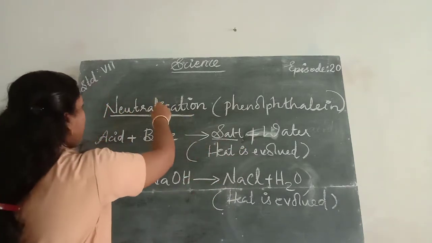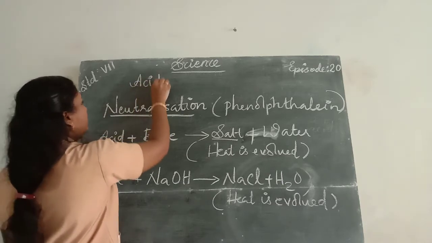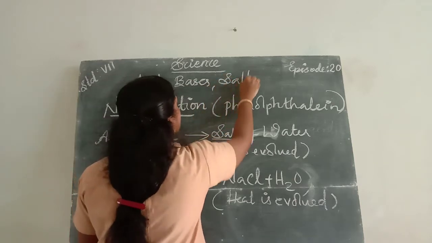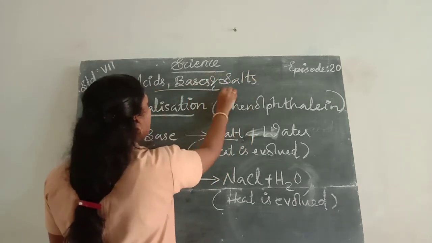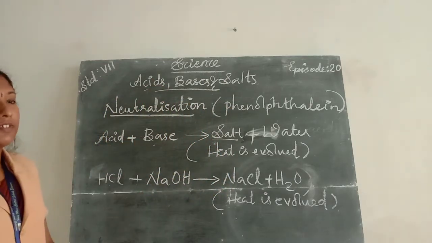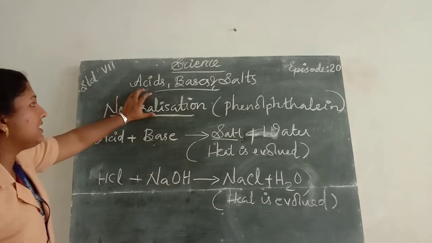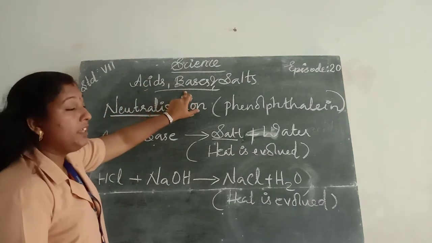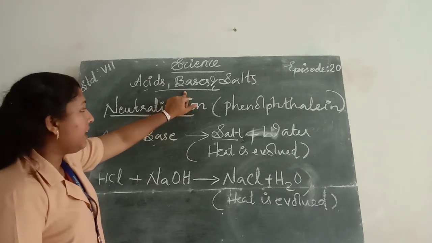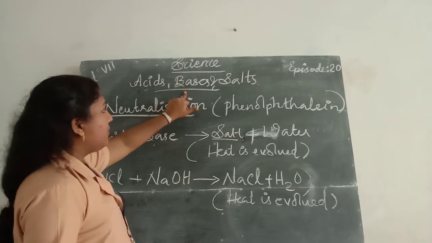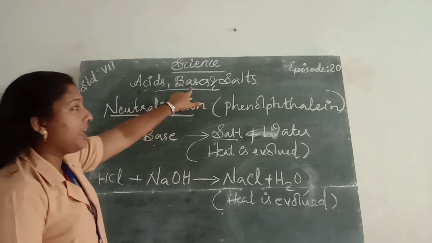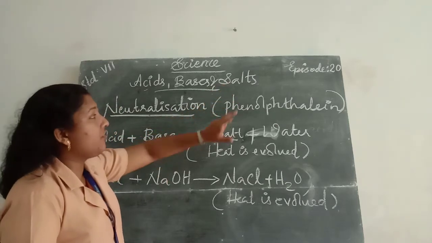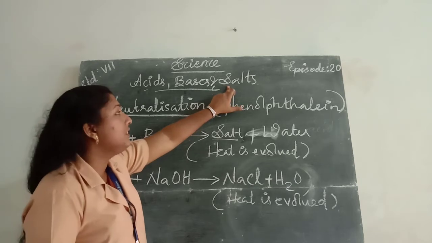Okay, what is the name of our chapter? Acids, bases, and salts. So what are acids? Acids are substances which have a sour taste. What are bases? Substances which have a bitter taste and feel slippery or soapy in aqueous solution. What are salts? In a neutralization reaction, a new substance is formed, that is called salt.